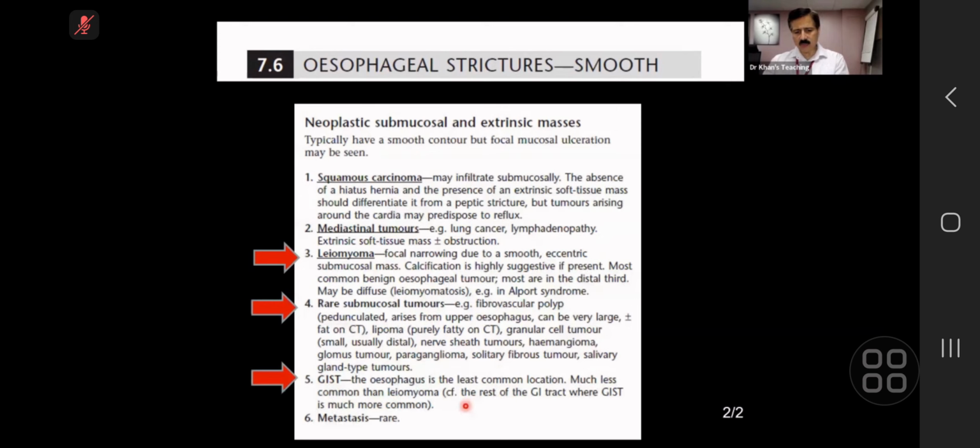But remember this. Esophagus is the least common location of GIST. GIST can happen anywhere in the GIT, right? But it is least common in the esophagus and much less common than the leiomyoma. So this is an important point to remember, though it can happen. GIST can also happen outside the GIT, in the mesentery and things like that. Many organs have been reported in the literature. We'll come back to GIST later on. Next time.